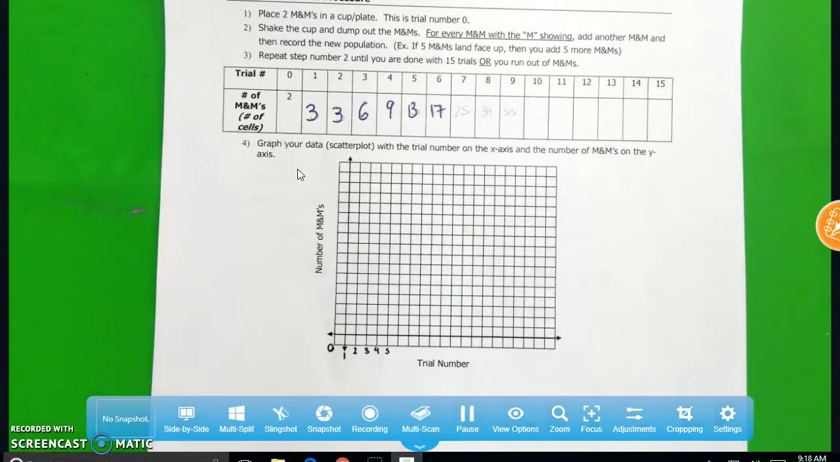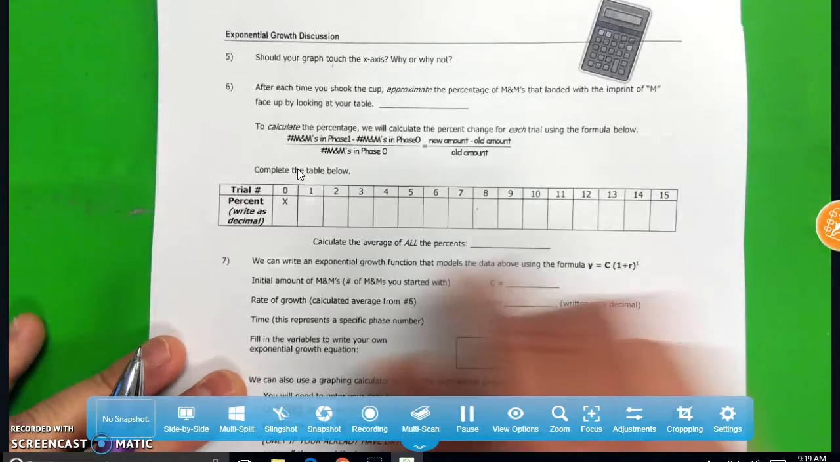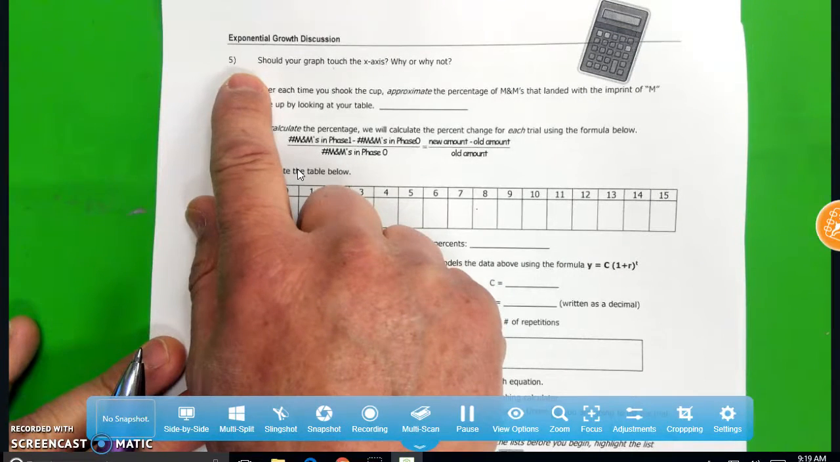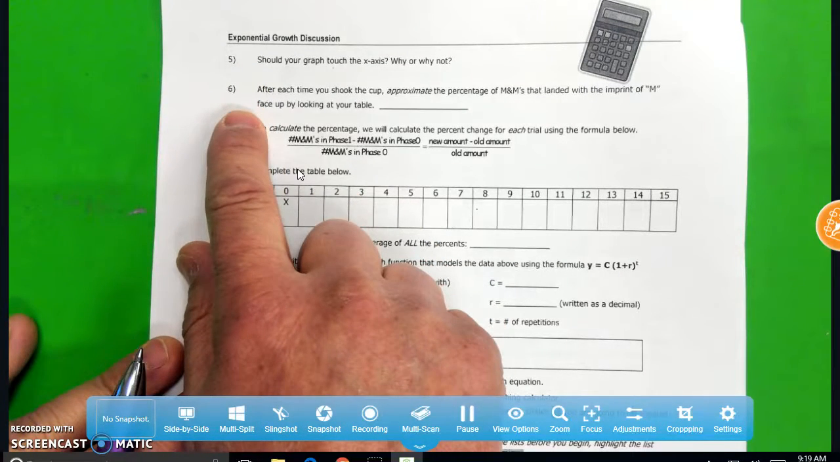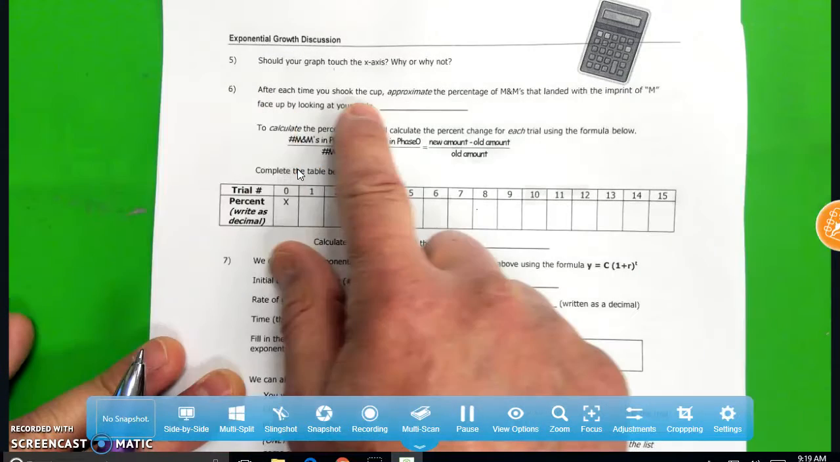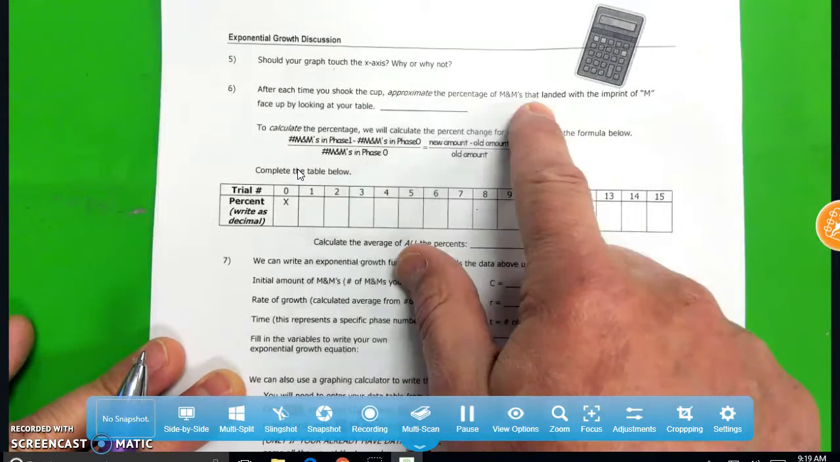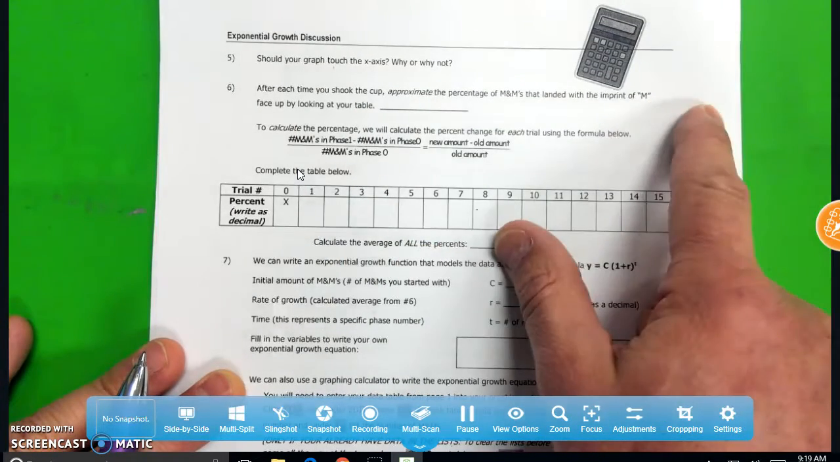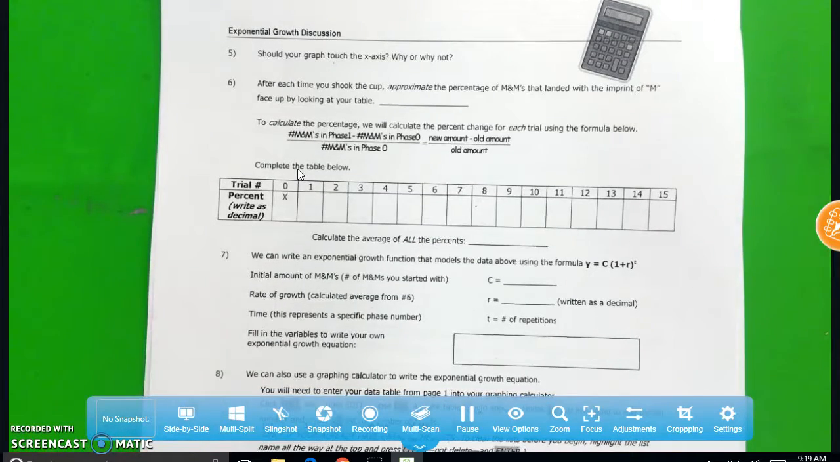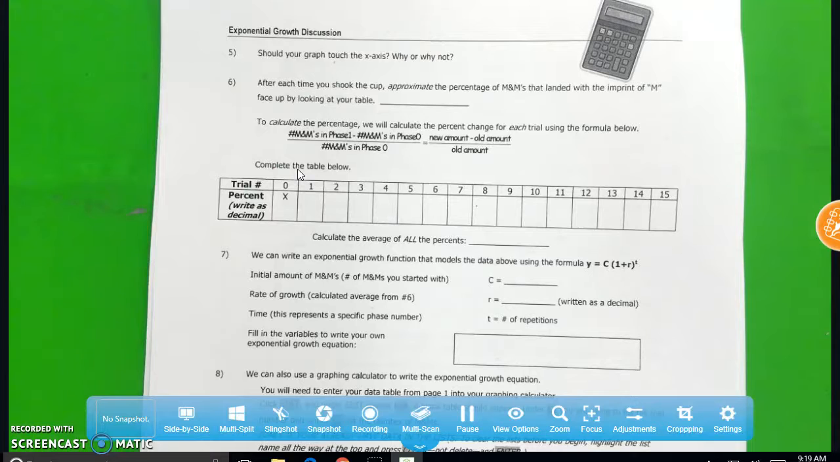So if you go to page 2, we're going to skip question number 5 right now. Real quick, I want you to answer the first part of question number 6. It says, after each time you shook the cup, approximate the percentage of M&Ms that landed with the imprint of M facing up by looking at your table. So give me a guess. What do you think?